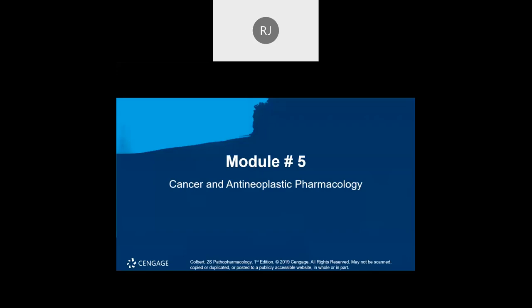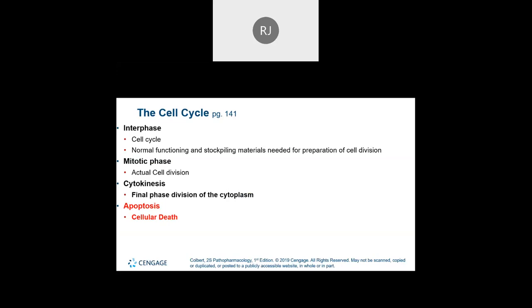Module 5 covers cancer and anti-neoplastic pharmacology. We're going to start off on page 141 of our text. It goes over the cell cycle, starting out with interphase, where the cell functions and stockpiles everything that is needed for the cell to divide. We go next to the mitotic phase, which is actual cell division, and the final stage is the division of the cytoplasm, which is called cytokinesis. And we do all of that for the cell to die, which is called apoptosis. Isn't that something?